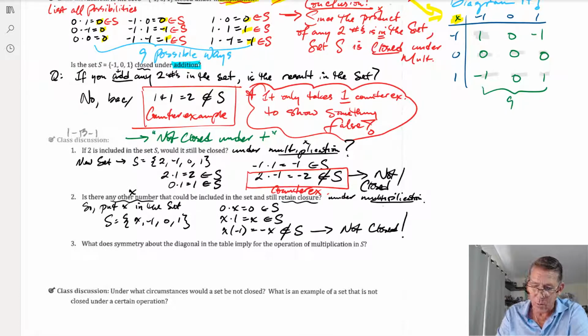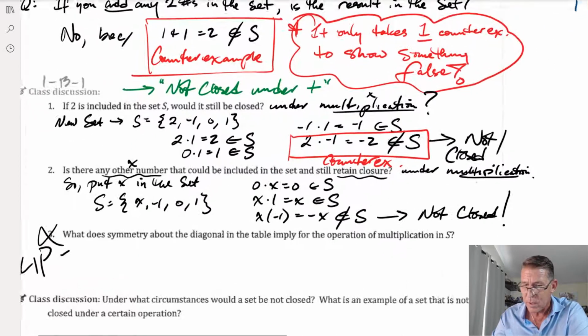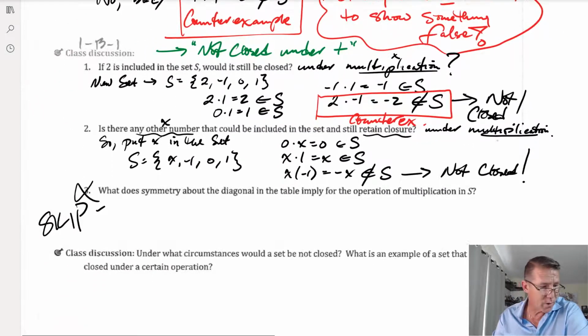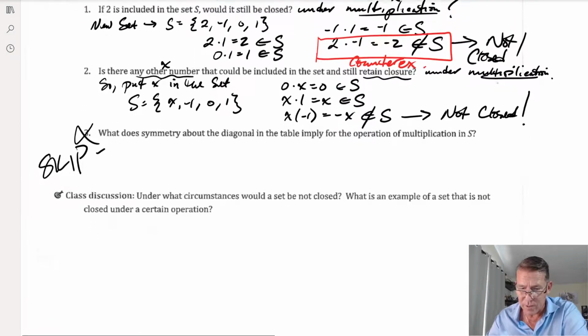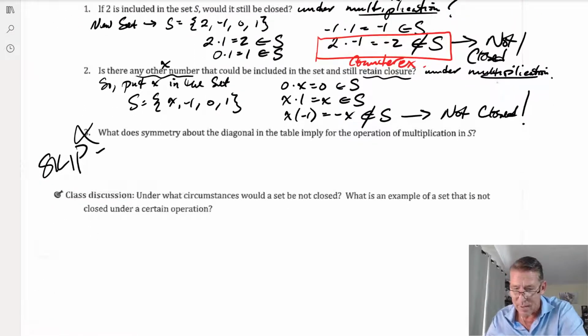And I'll tell you what, I'm not going to worry about 3, so we're going to skip this one for right now. I do want to read this though. So let's read the last class discussion here.